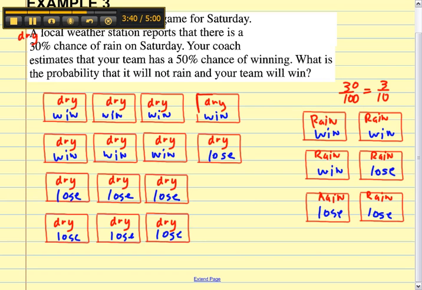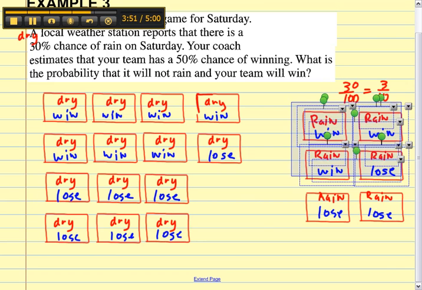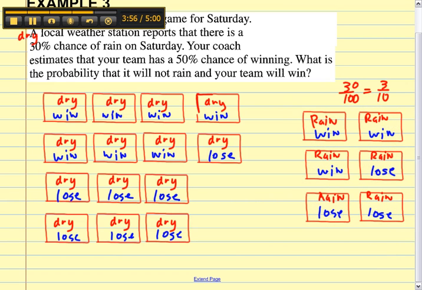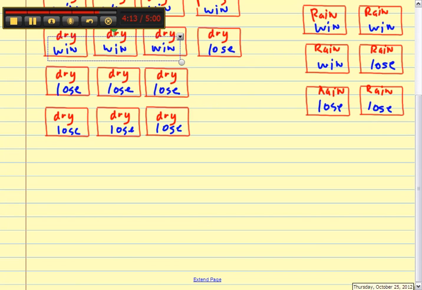Okay. Now, they wanted to know, what are the chances that it will be dry and your team will win? Well, I don't even need to look at these over here, right? Because these are all rains. So I don't even need to check those. But I'm going to look over here and I see I've got 1, 2, 3, 4, 5, 6, 7 dry wins. Now there are a total of 20 squares, so that means out of the 20 squares, 7 of them are what I'm looking for. So the probability is 7/20.